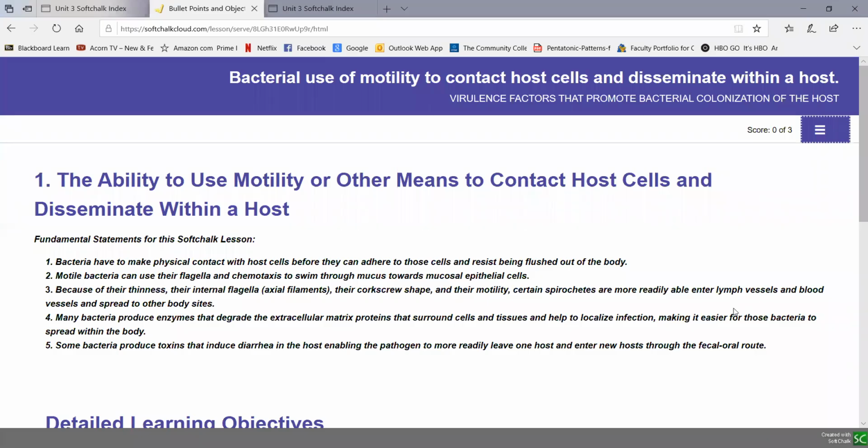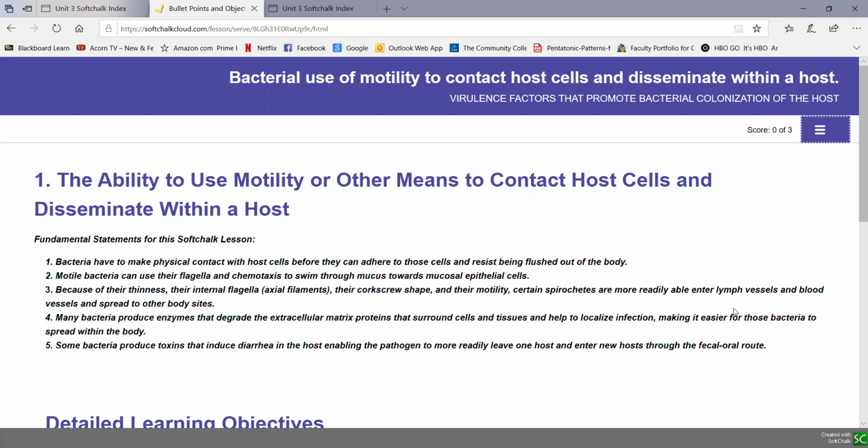In Unit 3, Lecture 1, Part 2, we're going to be starting a new section where we're looking at virulence factors that promote bacterial colonization of the host. The remainder of Unit 3, Lecture 1 and all of Unit 3, Lecture 2 will deal with this topic. Again, virulence factors that promote bacterial colonization of the host, the ability of bacteria to establish themselves in or on the body.